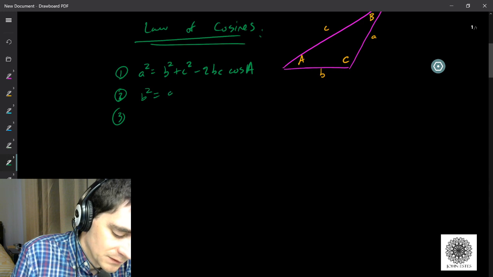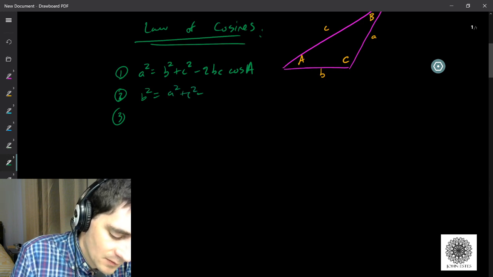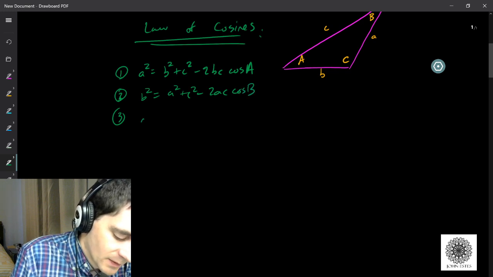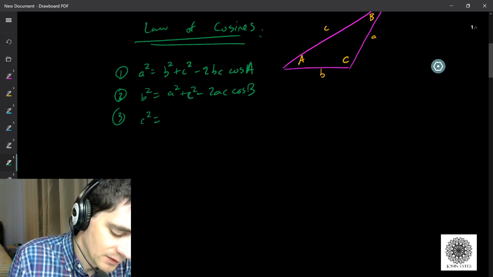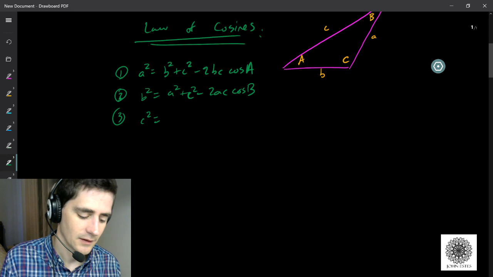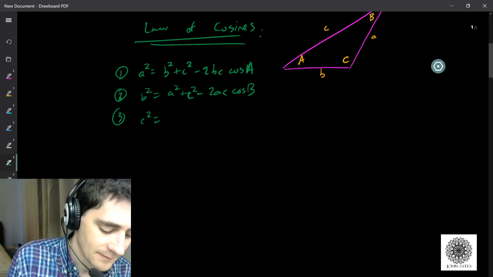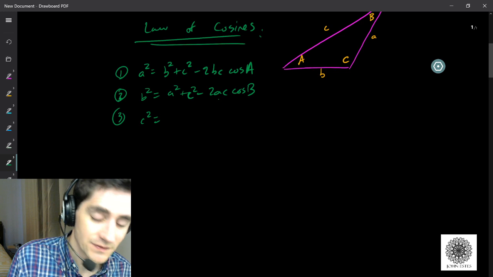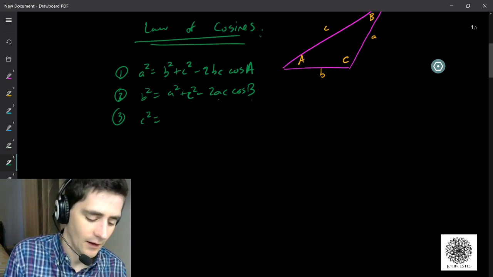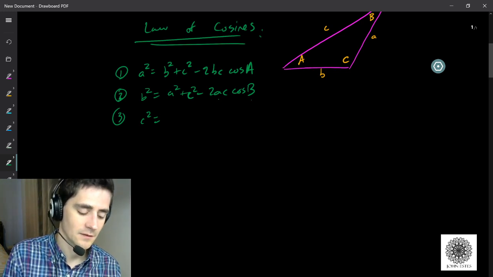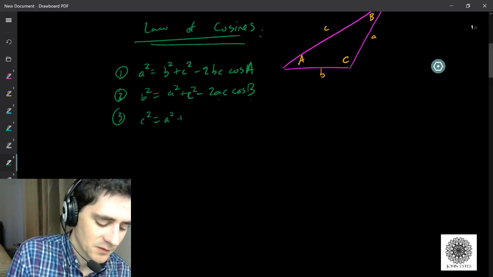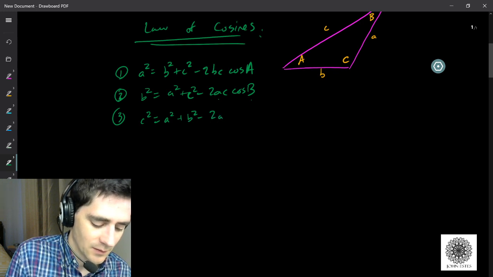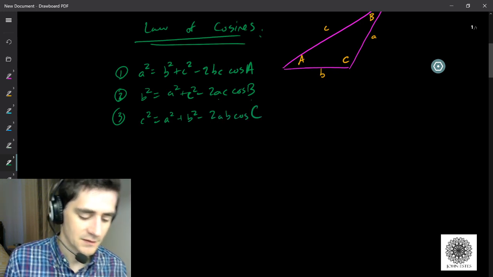b squared equals a squared plus c squared minus 2ac cosine B. And hopefully you see the pattern. So let's think, can we recognize the pattern? We have the sum of the squares of the other two sides on the right-hand side of the equal sign, minus 2 times those two sides, and then cosine of the angle opposite the left-hand side. So here, c squared is going to be what? a squared plus b squared minus 2ab cosine C.